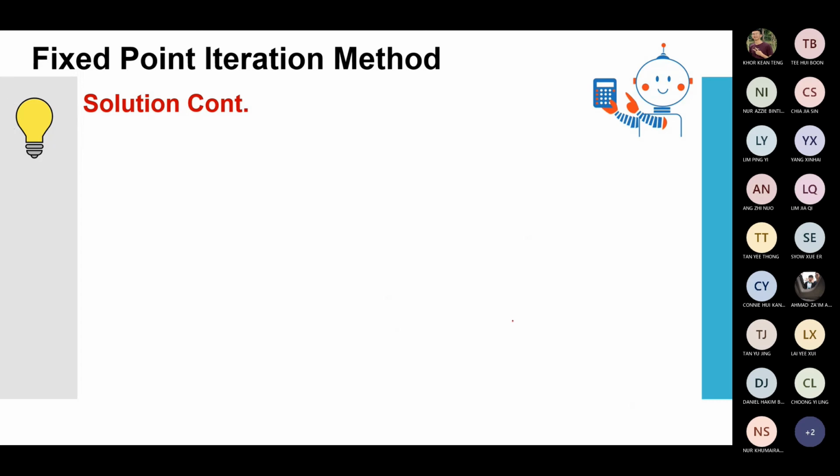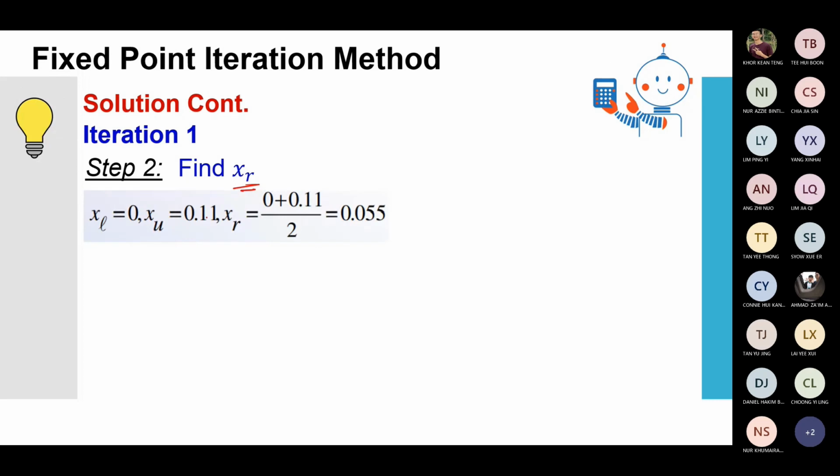Now we go to iteration 1. So step 2, what do you need to do? First, we need to determine XR, based on the iterative formula. How are you going to calculate? As we know, the lower limit is 0 and the upper limit is 0.11. So XR can easily be calculated using the formula, lower limit plus upper limit divided by 2, and we get the new XR, which is 0.055. This is your first step.